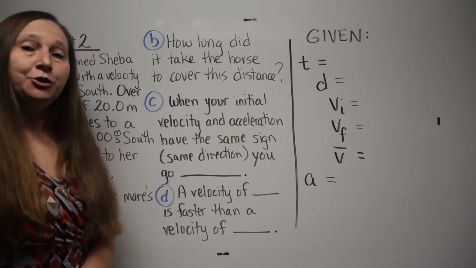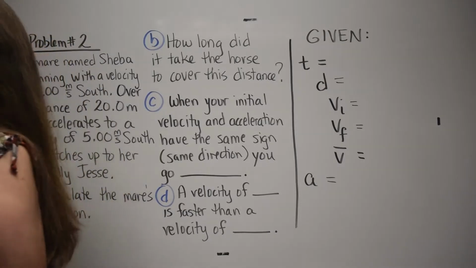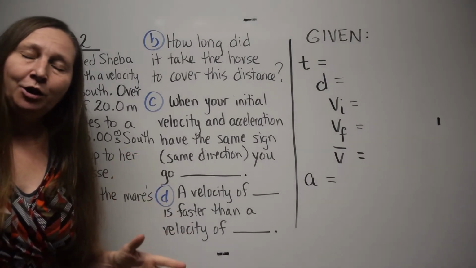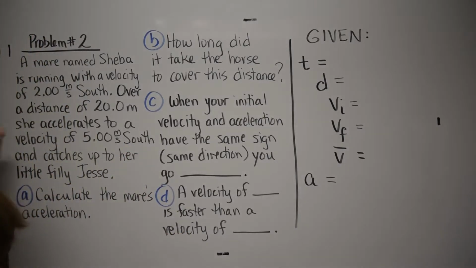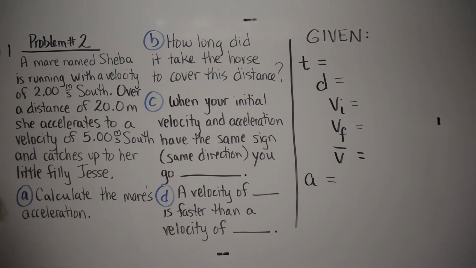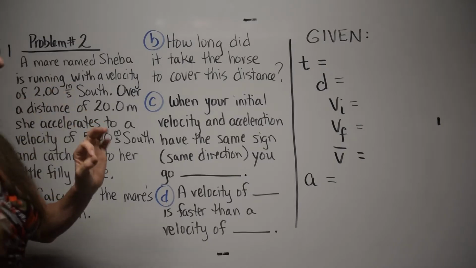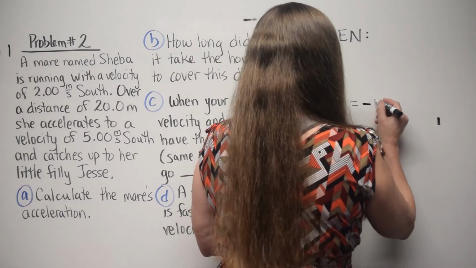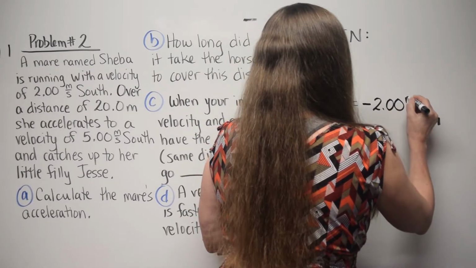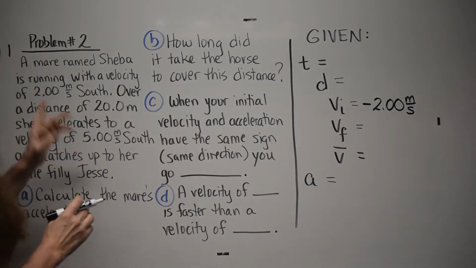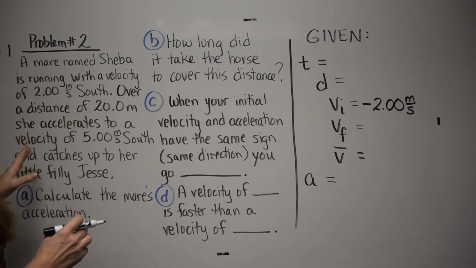Once again, let's list all of the givens for this problem. Here we go. A mare named Sheba. Now, a mare is a mommy horse, a girl horse, probably has had a baby. A mare named Sheba is running with a velocity of 2 meters per second south. Because it's 2 meters per second south, I'm going to put negative 2 meters per second, over a distance of 20 meters.